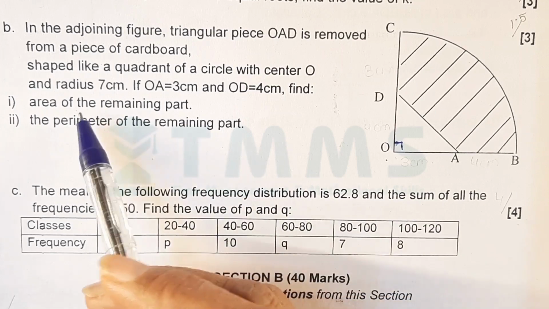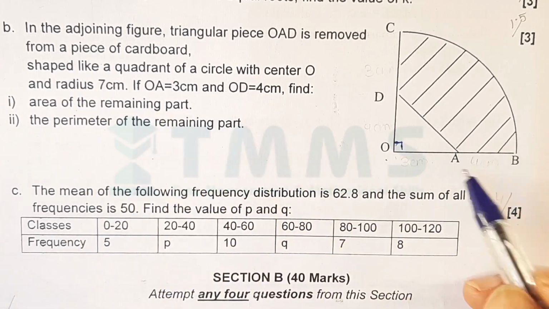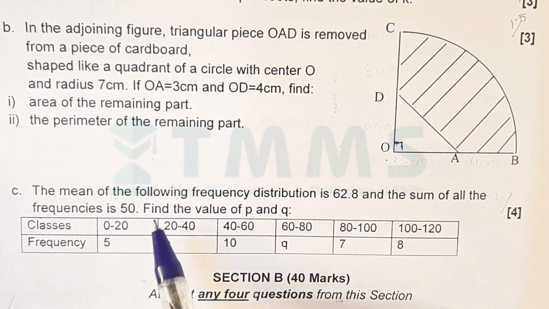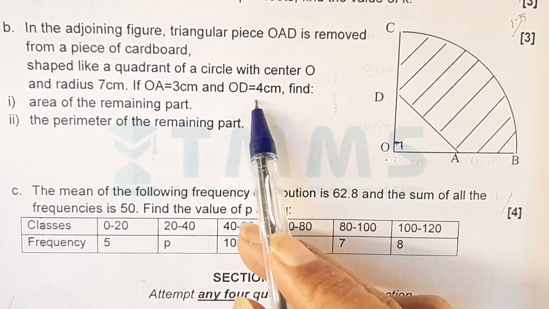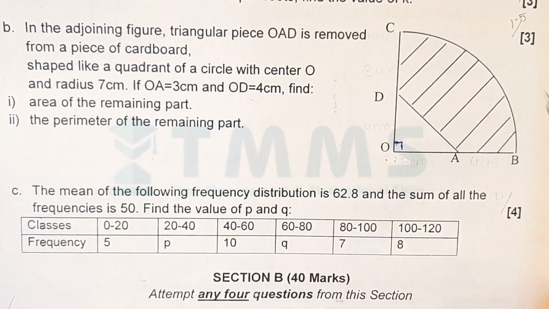Alright. So radius is 7 centimeters. So the radius from here to here is 7 centimeters. OA is 3 centimeters. OD is 4 centimeters. Find the area of the remaining part. The remaining part is going to be the shaded part, and then the perimeter of the remaining part.